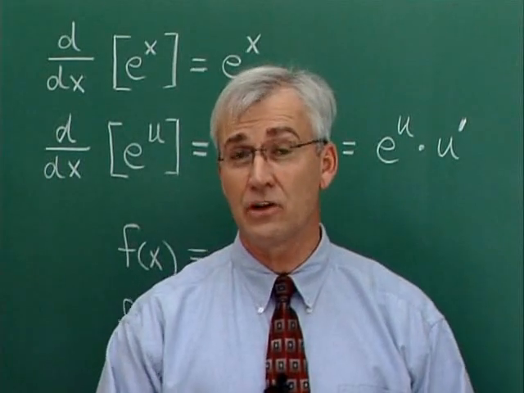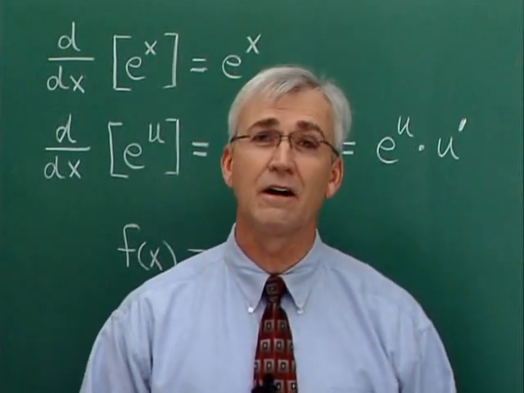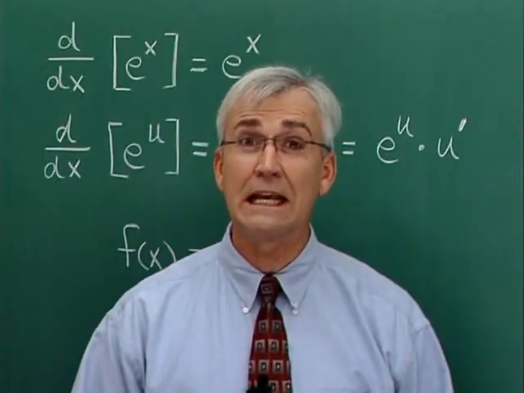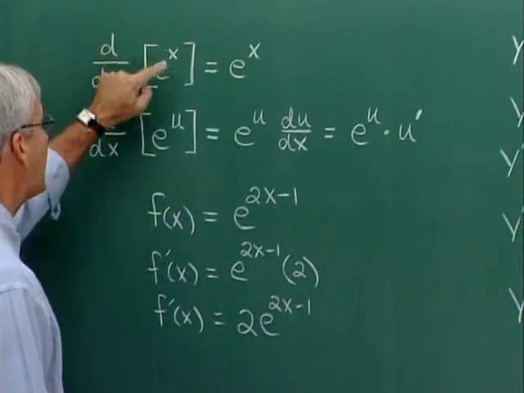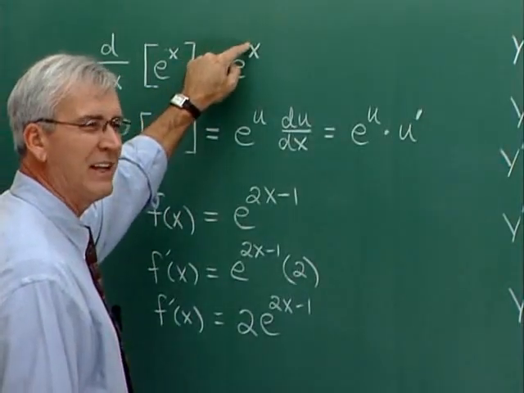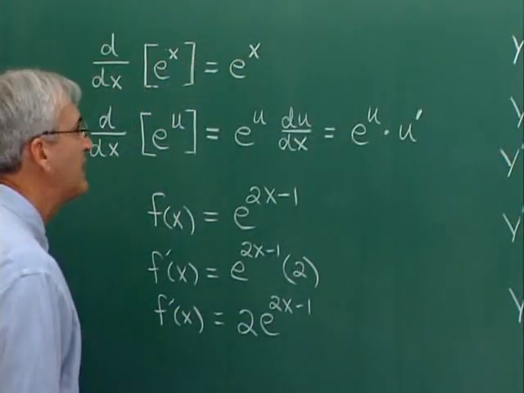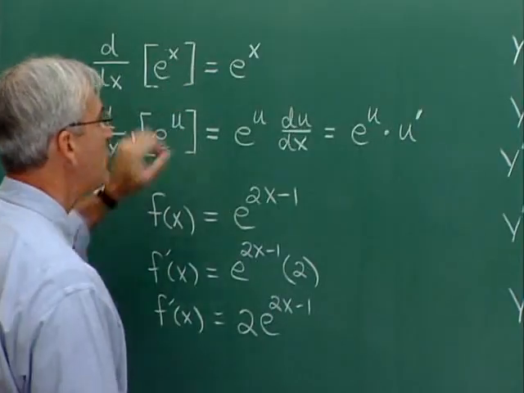You'll be delighted to know that the derivative of e to the x is e to the x. That is, the derivative of e to the x is e to the x. It seems like a remarkable situation, and it certainly is. This is such an unusual curve.